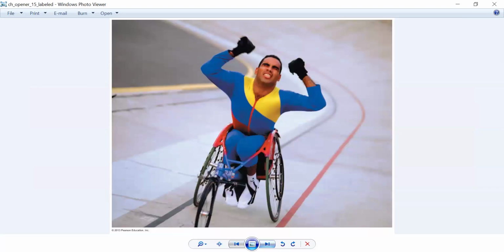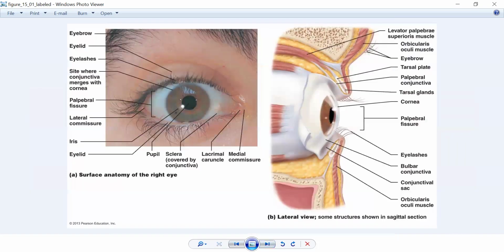All right, that's it. I don't know how this picture here pertains to the sensory, but we'll just leave it at that. And we're done with chapter 15.